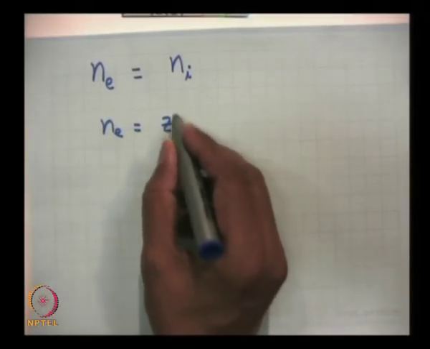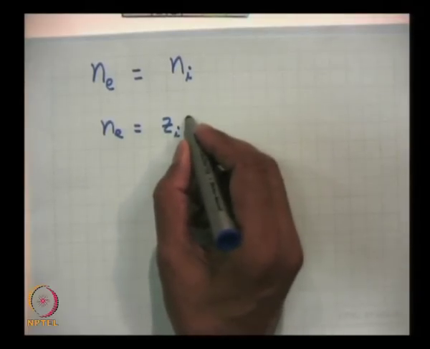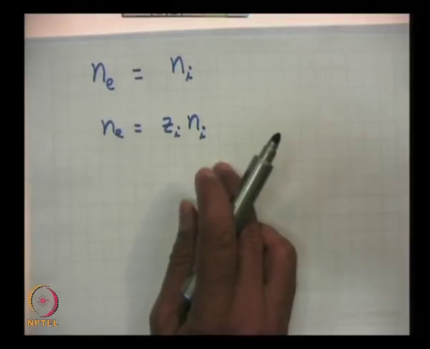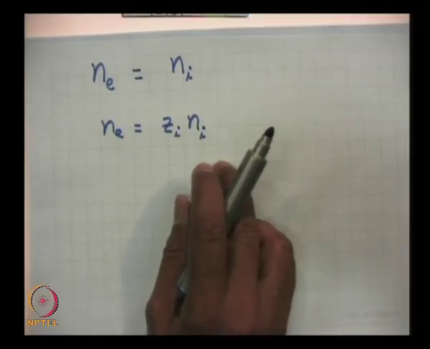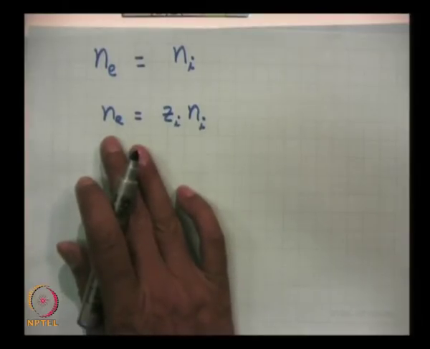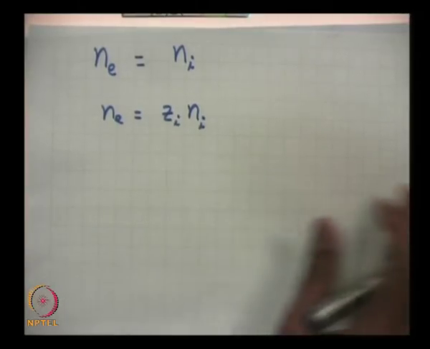So, this is the average ionization state of an ion, and this product should satisfy what is called the quasi-neutrality condition. The reason is that overall plasma should look electrically neutral, otherwise the fields of individual charges will be seen and the dynamics of plasma becomes very complicated. So, in order to qualify to be called a state of matter, a plasma must satisfy the condition that Ne, the negative charge per unit volume, should be equal to the positive charge per unit volume.